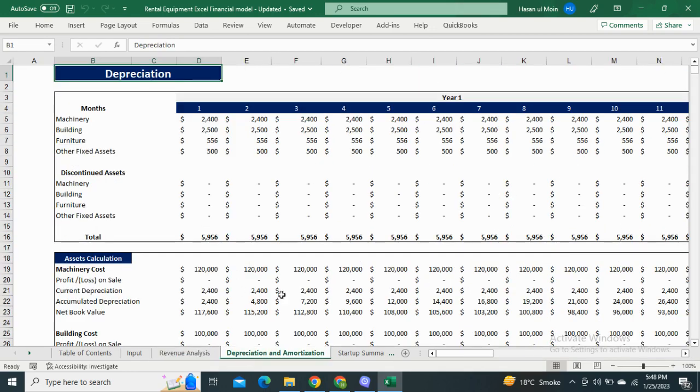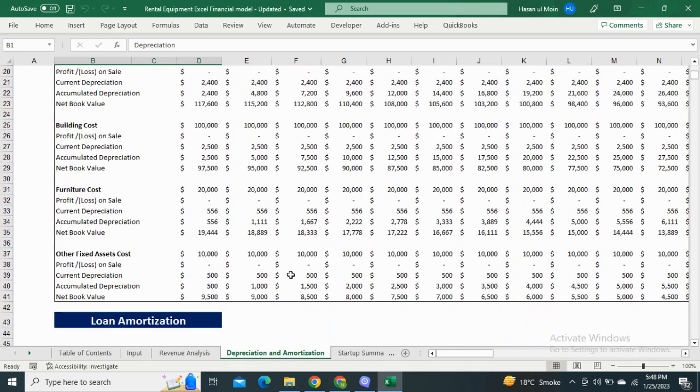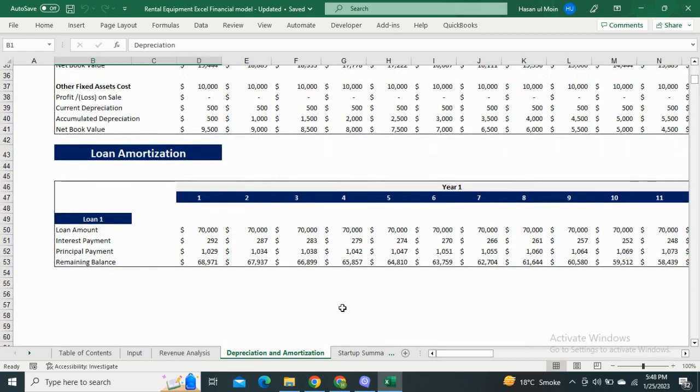Next, we have the depreciation and amortization schedule. The depreciation shows the reduction in the value of your asset for the next 5 years, and the loan amortization schedule shows the monthly principal and interest payments.